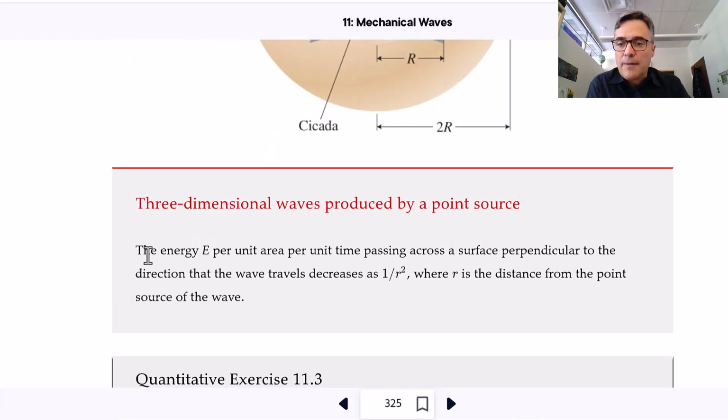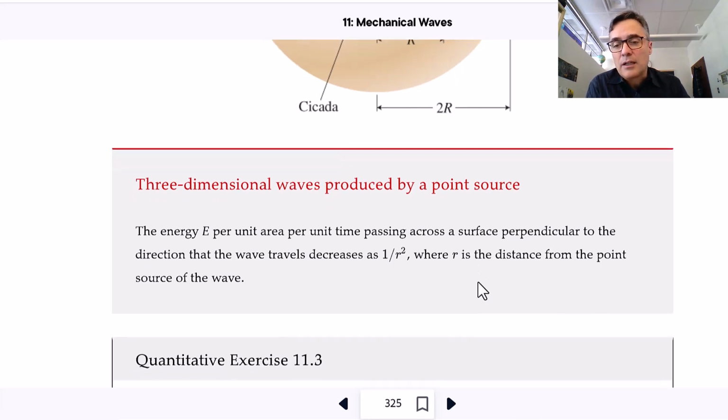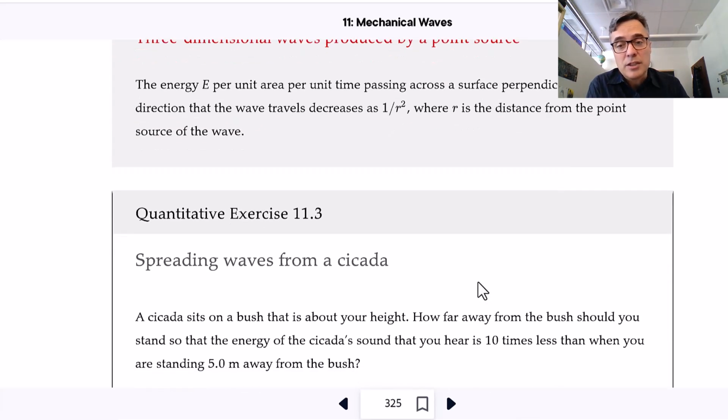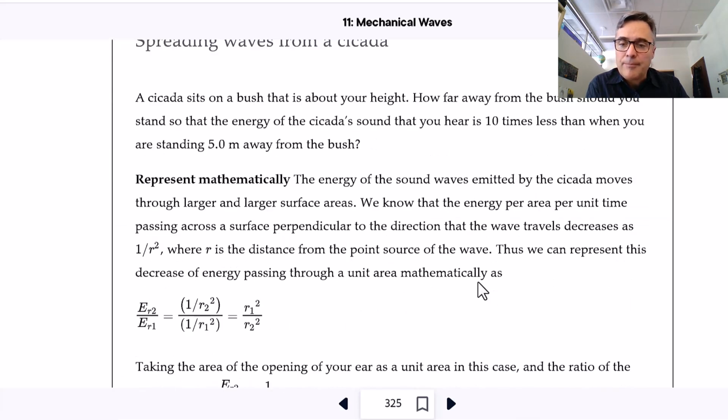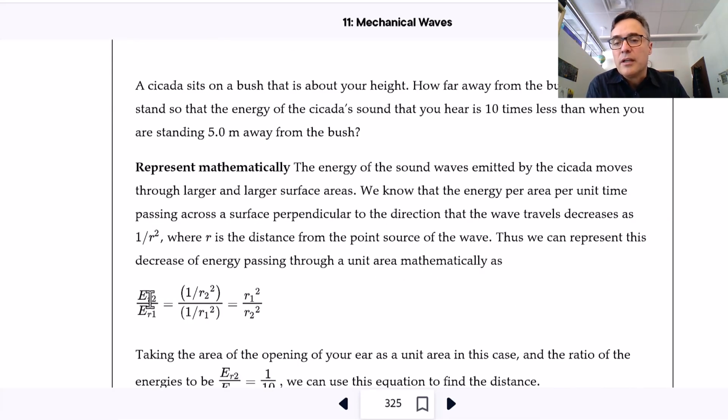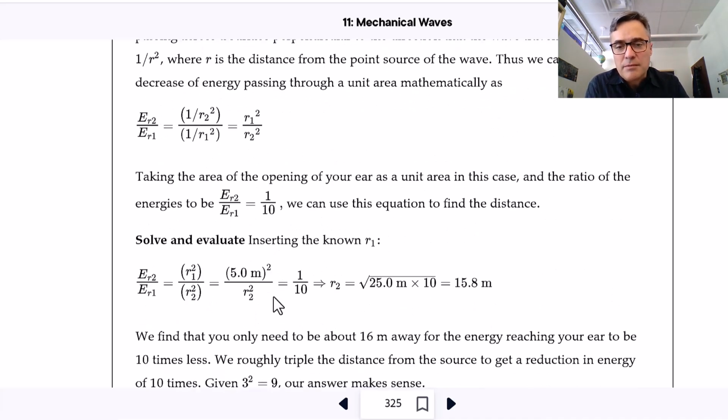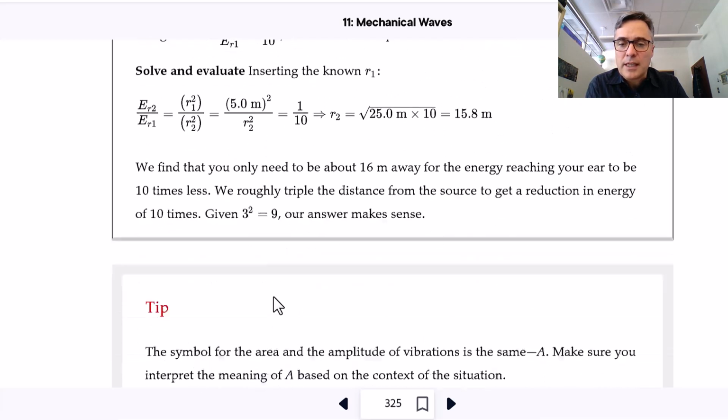So this is what I like. The energy per unit area per unit time passing across a surface perpendicular to the direction the wave travels decreases as 1 over r squared, where r is the distance from that point to the source of the wave. That is called the intensity of the wave, and she doesn't introduce it as that there, but talks about energy. Intensity is energy per area per time. So that's what this means when you go through this example of the cicada.